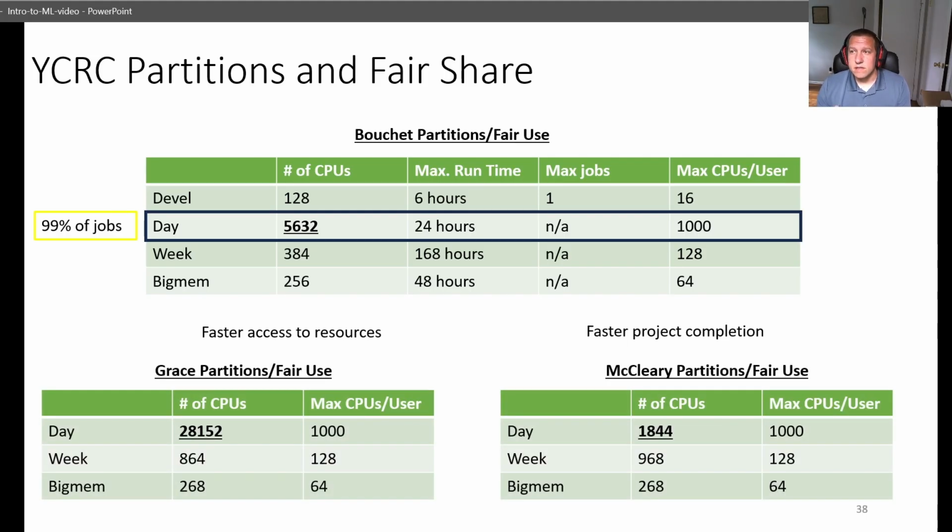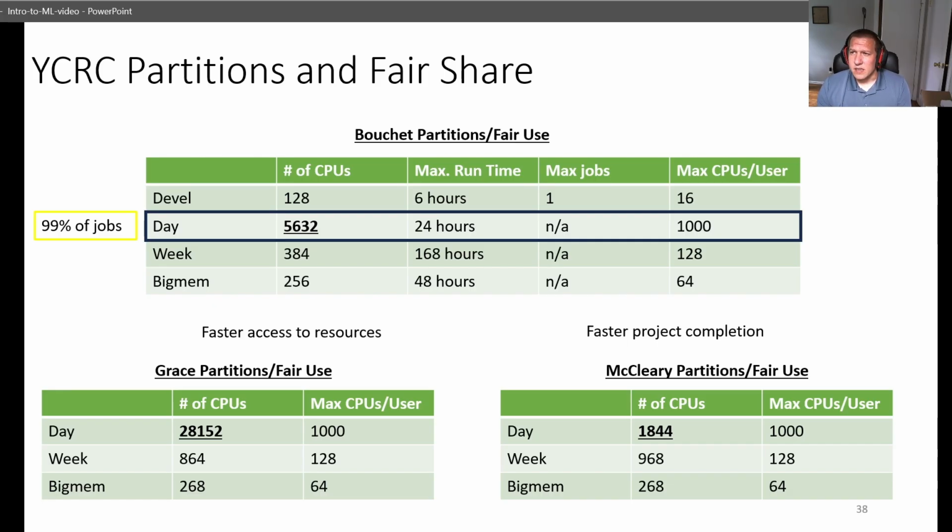And this type of distribution is reflected in all of our clusters. In Grace, you see we have over 28,000 CPUs in day, but under 1,000 in both week and Big Mem. The same thing occurs in McCleary, where we have 2,000 CPUs in day and under 1,000 in week and Big Mem.